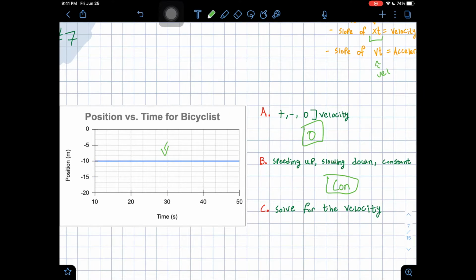Next, we have to solve for the velocity. And again, the velocity we said is equal to the slope, which is rise over run, of this position versus time graph. And there is no slope. The slope is 0. So we have a velocity of 0.